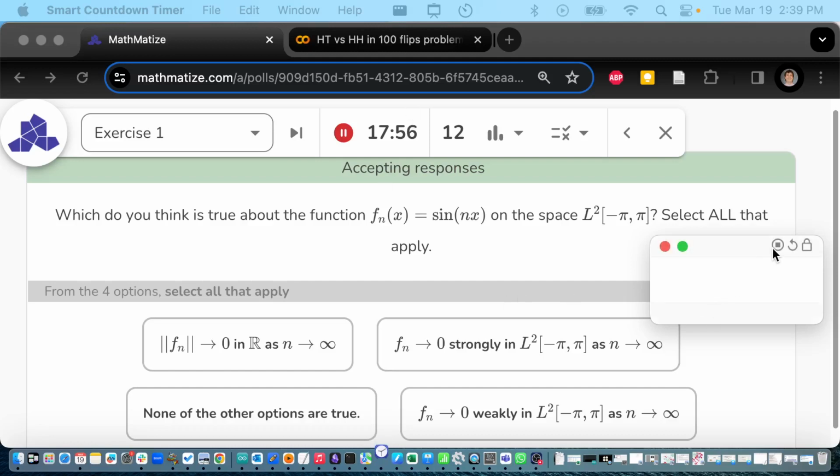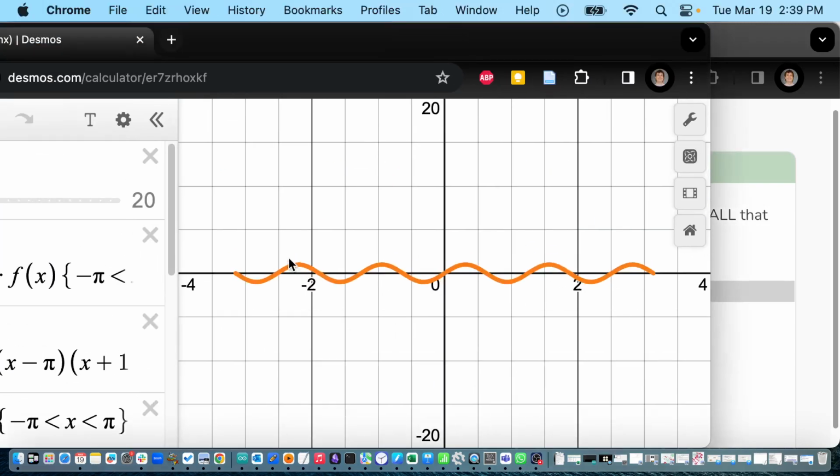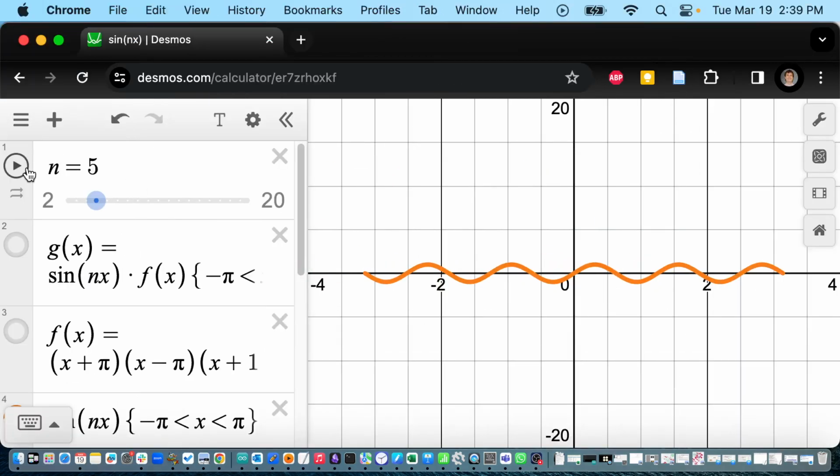Okay, so we're working on the function sine of nx. And to give you a picture, there's a little Desmos here that will help us out. In case you didn't have it in your head, sine of nx looks like this. So they're squiggles, and they go between -1 and 1. And the bigger n is, the more squiggles there are, the more dense they are.